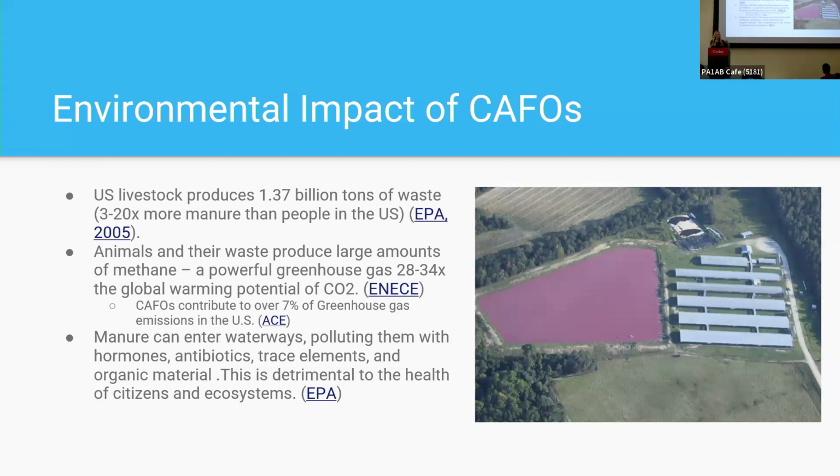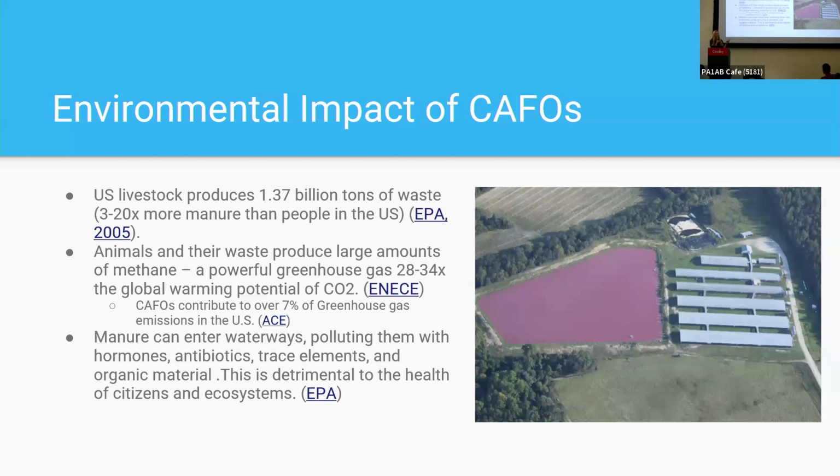And lastly, I talked about the immense amounts of manure. It's really poorly regulated, and the manure also contains bacteria, hormones, antibiotics, trace elements, and a bunch of other organic material that, when it gets into waterways, really severely impacts public health and also disrupts ecosystems, causing algal blooms, oxygen depletion in waterways. It's really nasty.